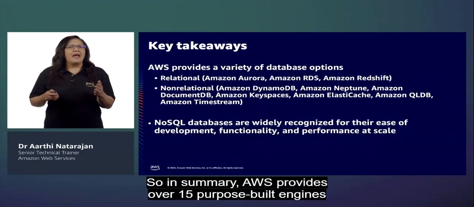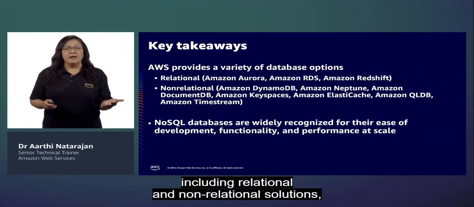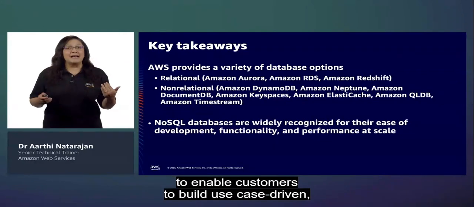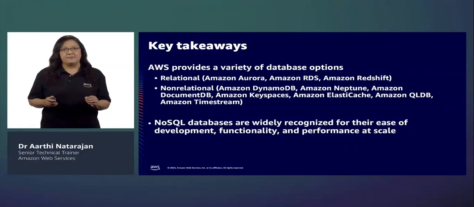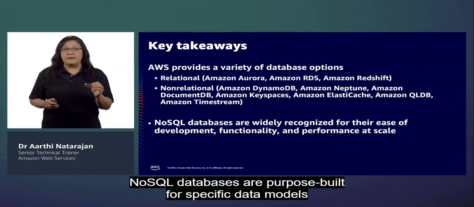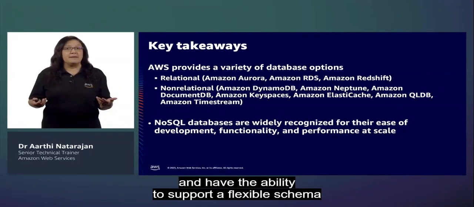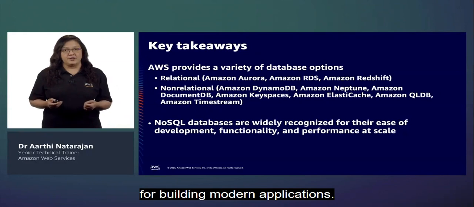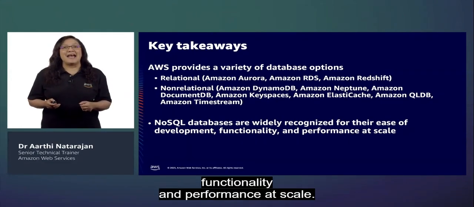So in summary, AWS provides over 15 purpose-built engines to support diverse data models, including relational and non-relational solutions, to enable customers to build use case-driven, highly scalable applications suited to their specific needs. NoSQL databases are purpose-built for specific data models and have the ability to support a flexible schema for building modern applications. NoSQL databases are widely recognized for their ease of development, functionality, and performance at scale.